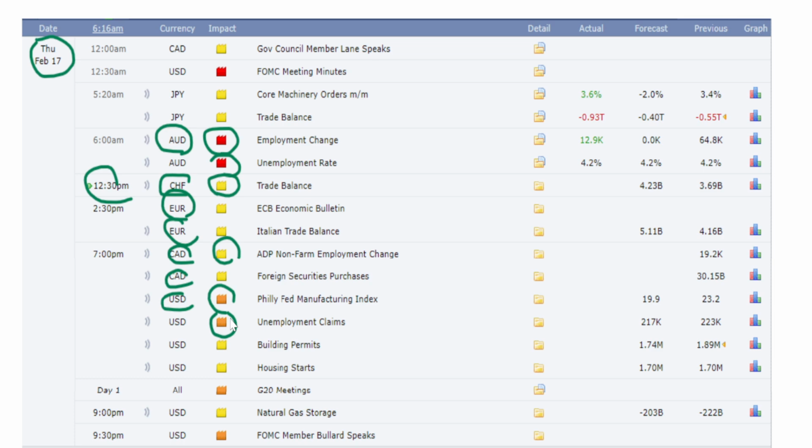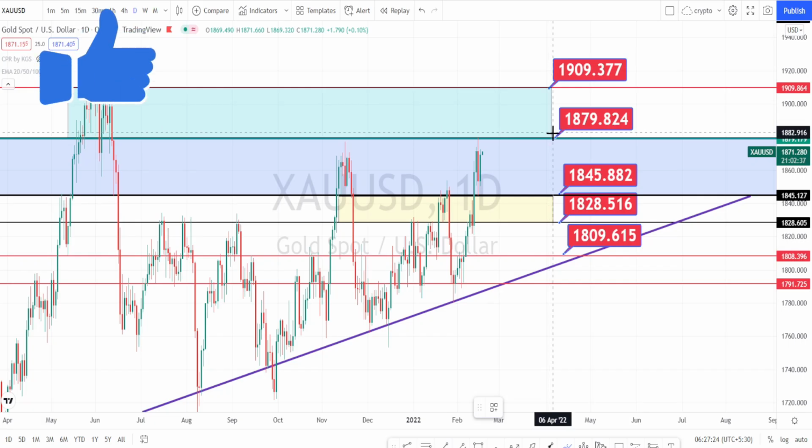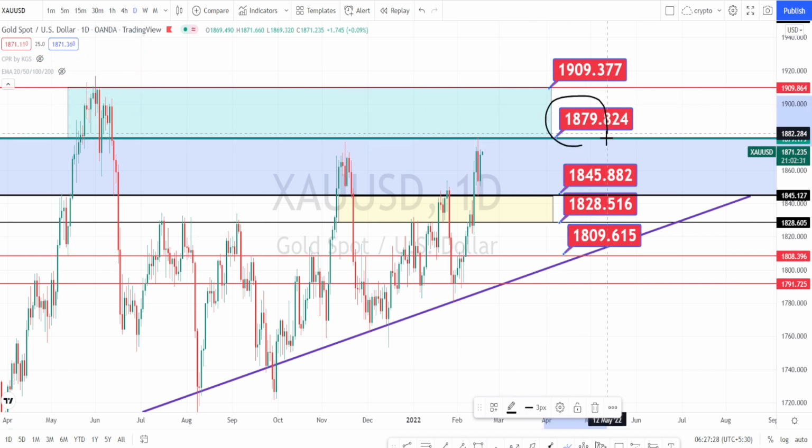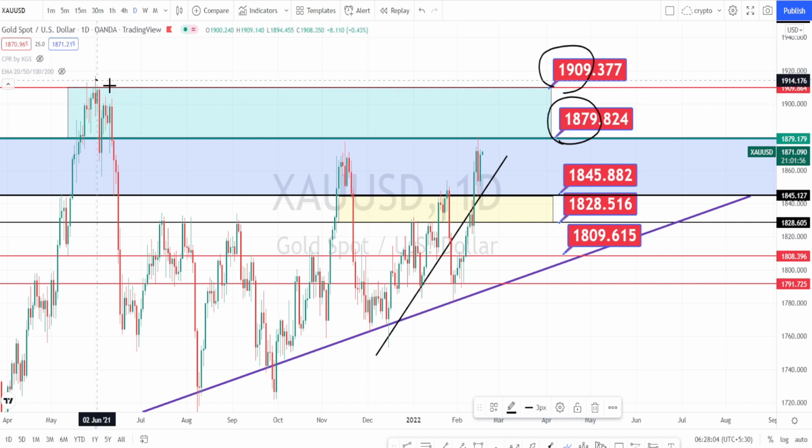Let us start with the gold analysis. I'm in the daily time frame now. When we look at price action in the daily time frame, this level of resistance, which is around 1879, is still holding strong, and the support level 1845 is still holding strong. Currently the price action is trading between this resistance and support level, and it is moving sideways. If the price action breaks this resistance level, the next level of resistance is going to be around 1909, which was a previous high from the past price action.